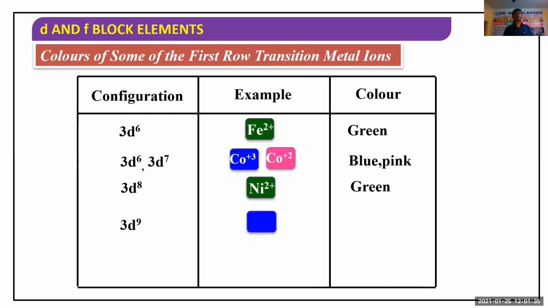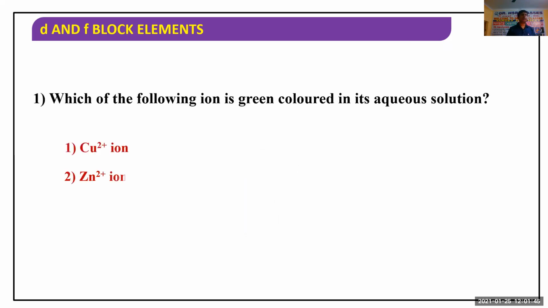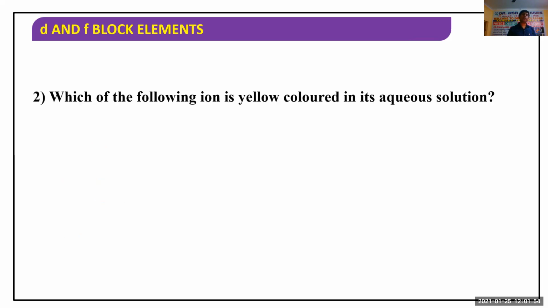So color arises from the d-d transition. That means an electron transitions from one d orbital to another d orbital and colors arise. Which of the following ions is green colored in its aqueous solution? Nickel 2 plus ions. Which of the following ions is yellow colored in its aqueous solution? Iron 3 plus ion.